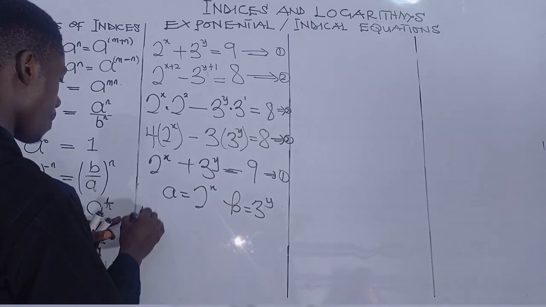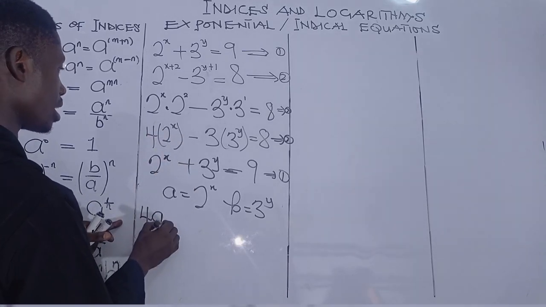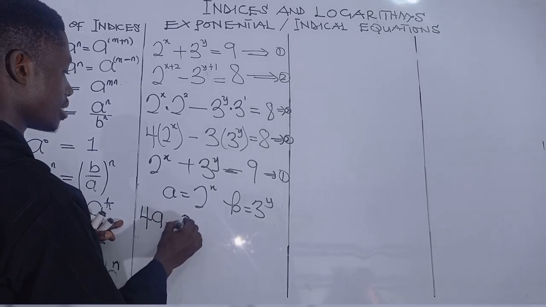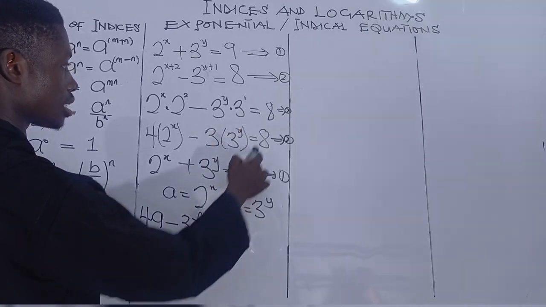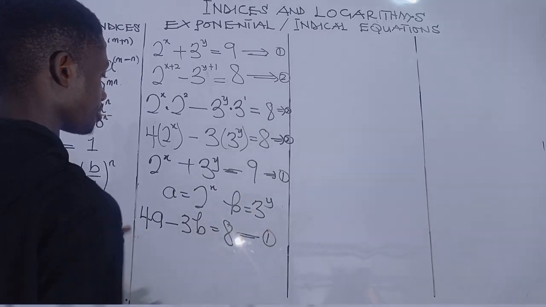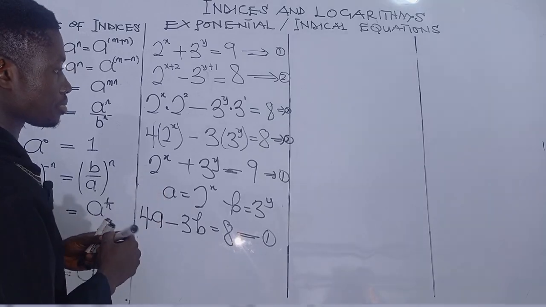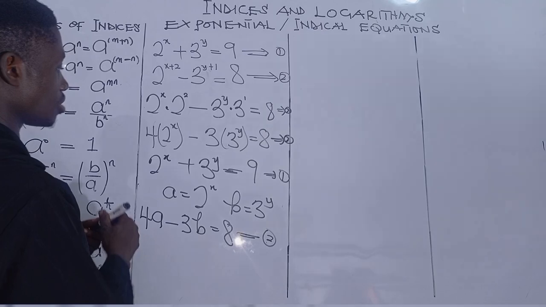So we have 4 times 2 raised to the power x, which is 4a, and then minus 3 raised to the power y, which is b. And this is equal to 8. This is equation 2. Now let's move on to equation 1.